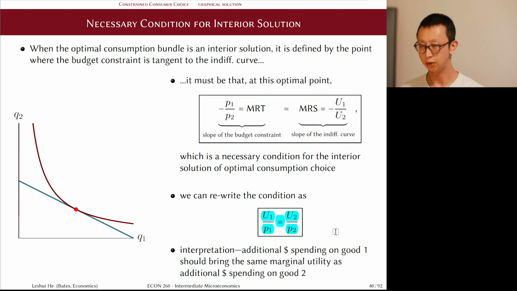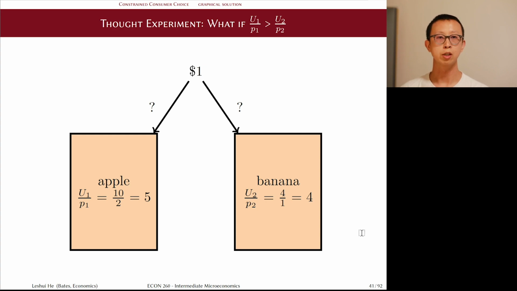Now let's consider a thought experiment where the consumer chooses between apples and bananas. Imagine that the consumer holds a handful of dollar bills and stands in front of two different jars, an apple jar and a banana jar. Now, if I tell you that the next $1 the consumer puts into the apple jar is going to give the consumer 5 extra units of utility, whereas the extra $1 into the banana jar is going to improve their utility by 4 units, where should they put the next $1? Well, of course, the apple jar.